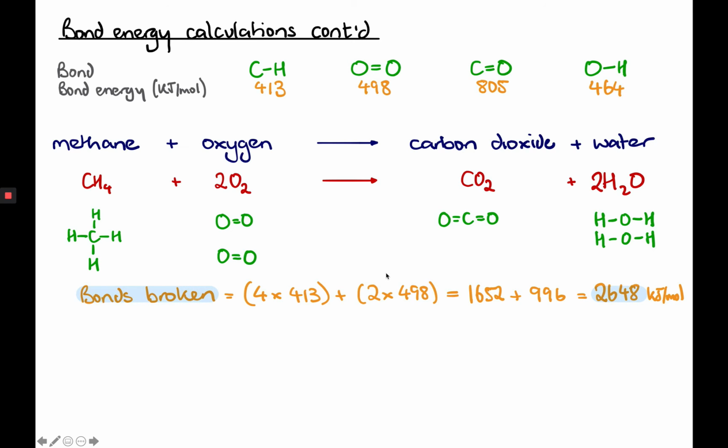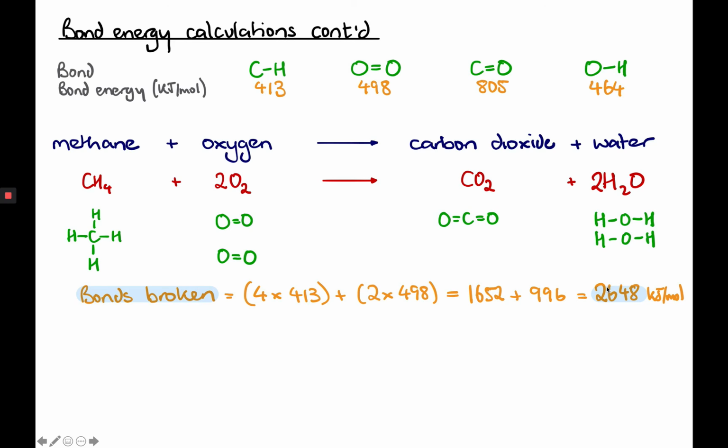So we do what we did on the previous thing. So we just focus on the bonds broken. We're breaking all of the bonds that are on the left-hand side. So we're breaking 4 carbon-hydrogen bonds, and we're breaking 2 oxygen-oxygen double bonds. So we add all of that up, and so we get 2,648.